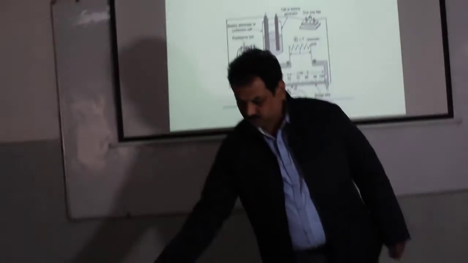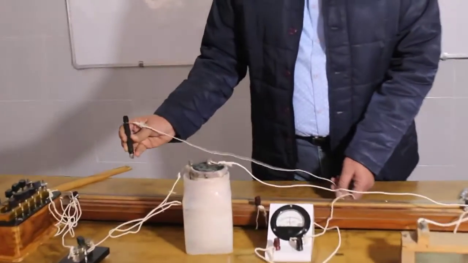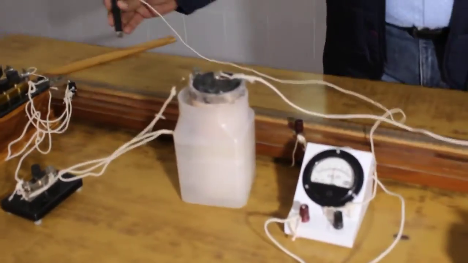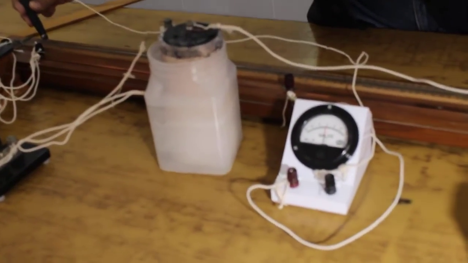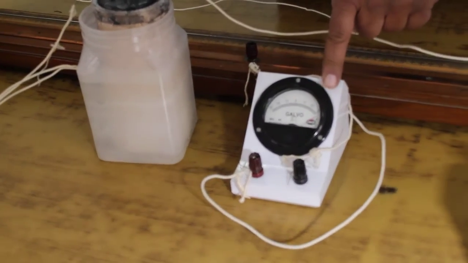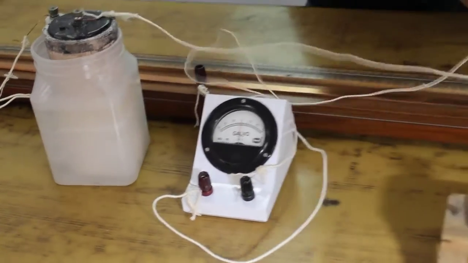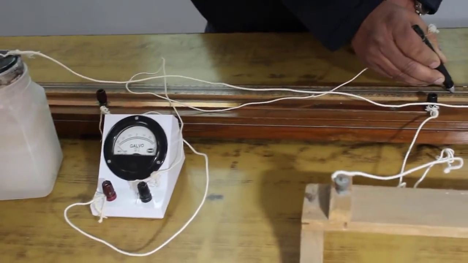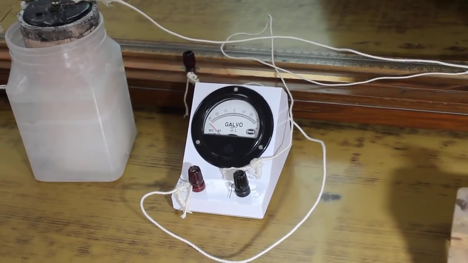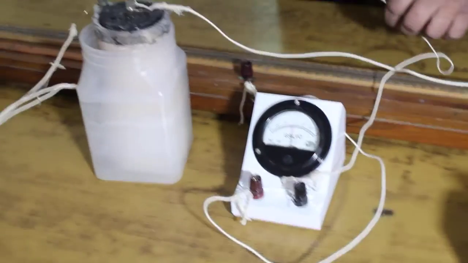I will show you how the null point is obtained. After making the connections, check whether the circuit is correct or not. For this, place the jockey at one end of the wire and see the deflection of pointer is in one direction, and by moving the jockey to the other side, deflection is on the other side of the galvanometer. If it is so, that means the connections are correct. Now we can start the experiment.